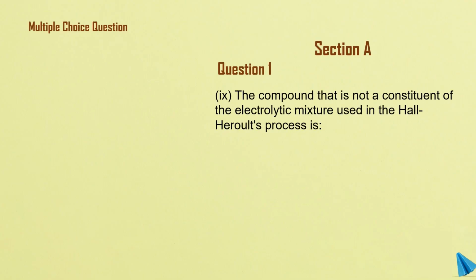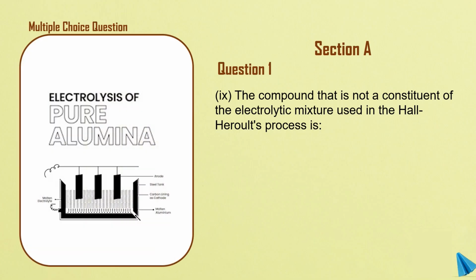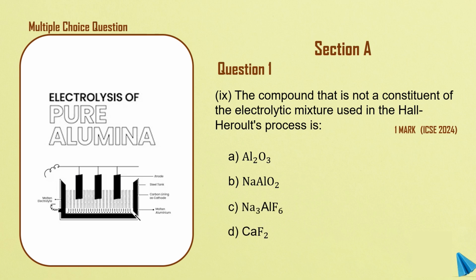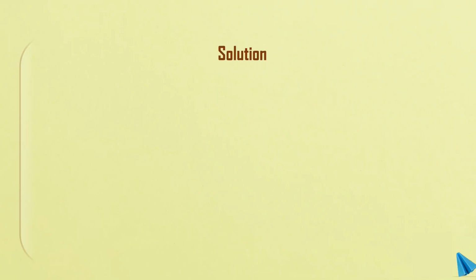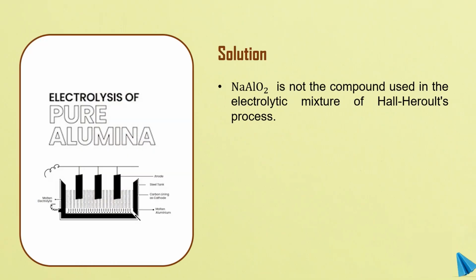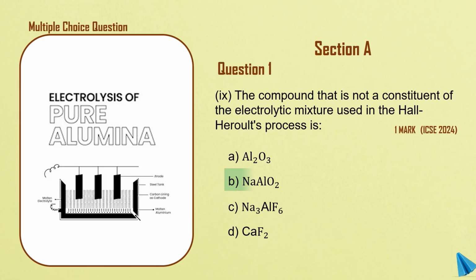Let's have a look at the new question now. That is your question number 9 of section A, question 1. The compound that is not a constituent of the electrolytic mixture used in the Hall-Heroult process is Al2O3, NaAl2, Na3AlF6, CaF2. So what's the right answer? The right answer is NaAl2. That is not the compound used in the electrolytic mixture of the Hall-Heroult process. So option B is the correct option.